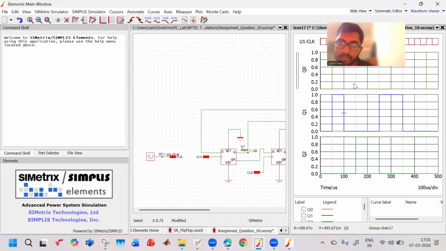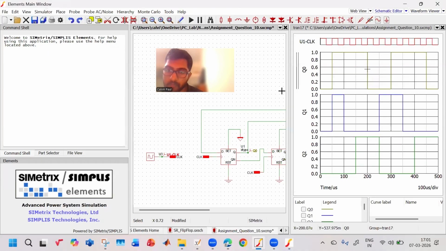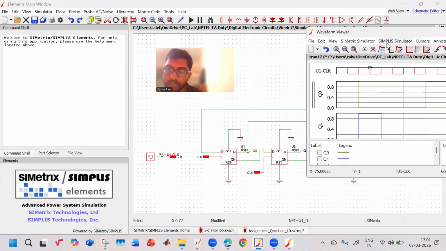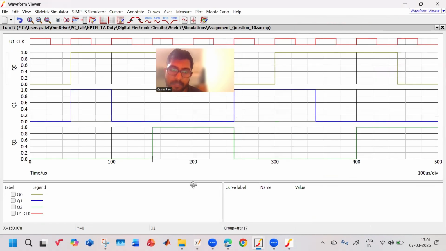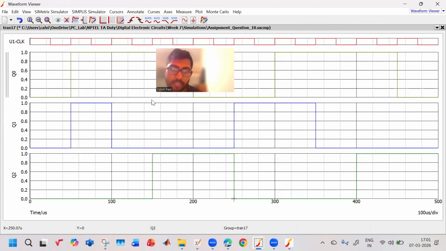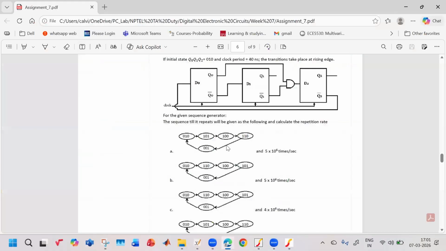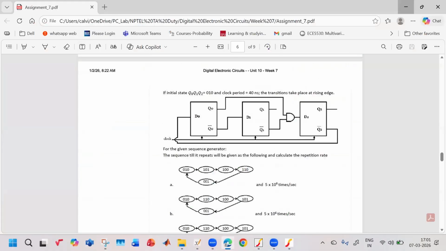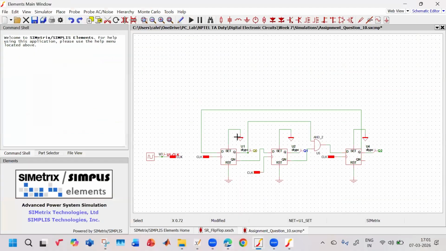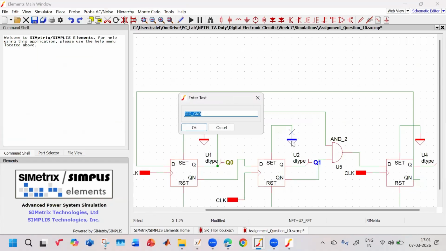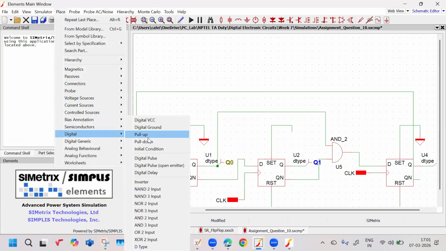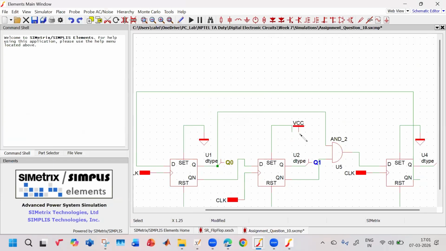Let us now simulate and check how it looks. Let us undock it, look at it, and try to get more space. What they had told in the question is that it should start from 0, 1, 0. How do we make sure that our circuit starts from 0, 1, 0? So this is set 0, connected to digital ground. I don't want it to be digital ground. I want to connect it to digital supply, digital VCC. So it is 0, 1, 0.